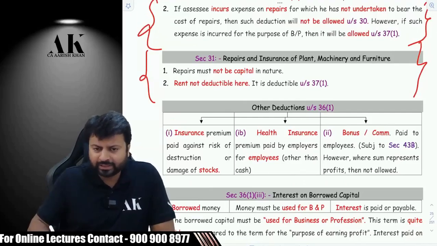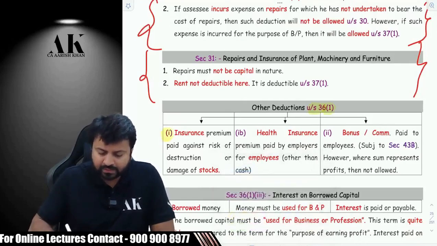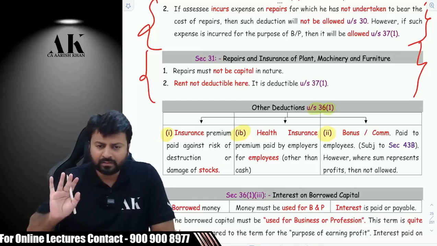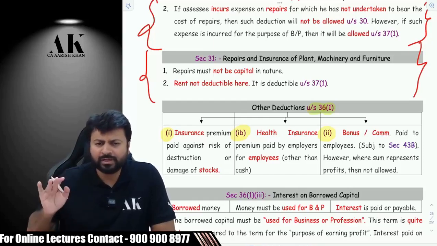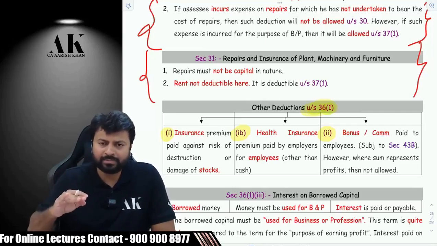How to read this section? Section 36, subsection 1. And then there is clause 1, clause 1b, clause 2. Now it is your responsibility and your headache whether you want to remember the clauses or not. I would not emphasize on that. Not very important to remember. Just remember that it is section 36(1). You may or may not remember the further bifurcation of clauses.